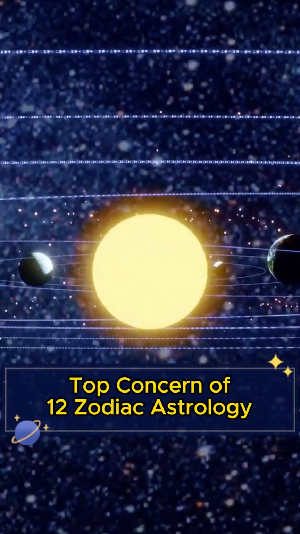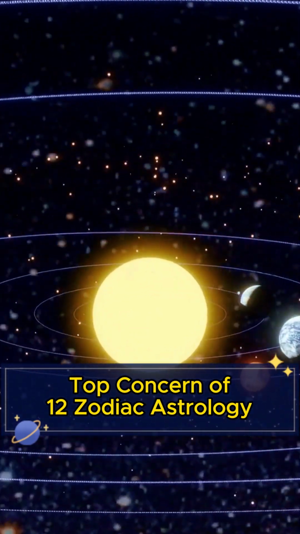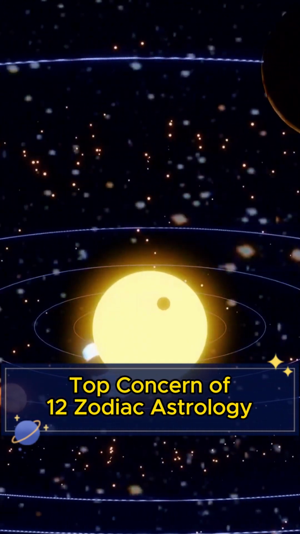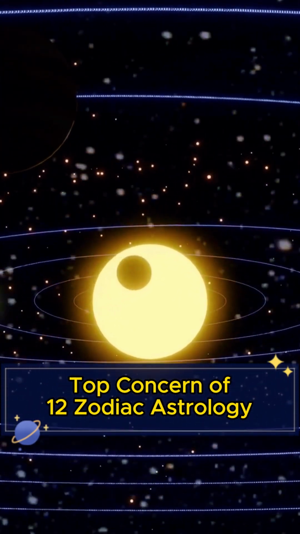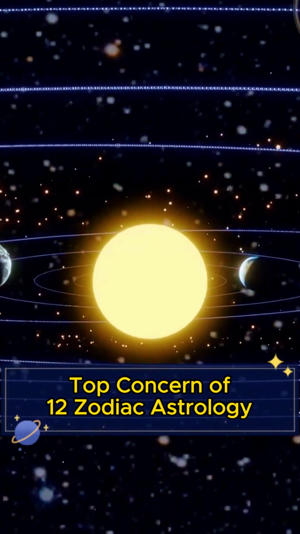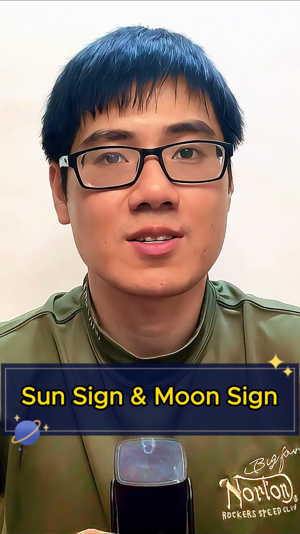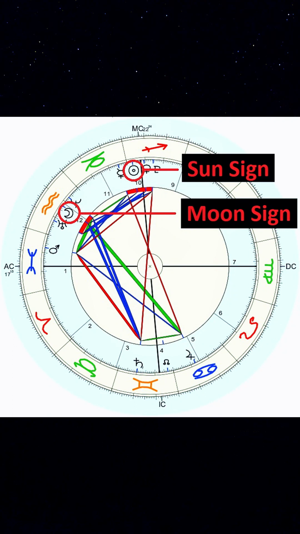The positions of these planets and asteroids within a specific zodiac sign are the top concern for learners of 12 zodiac astrology system. For instance, we might be curious about the differences between someone with Venus in Sagittarius compared to someone with Venus in Capricorn. But among all the celestial bodies, astrologers of the 12 zodiac system primarily focus on the positions of the sun and the moon, and they are referred to as the sun sign and the moon sign in the birth chart.